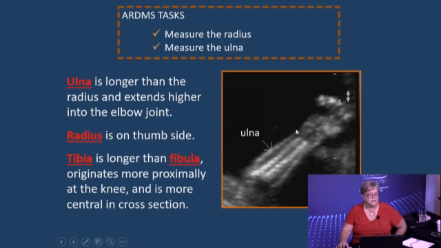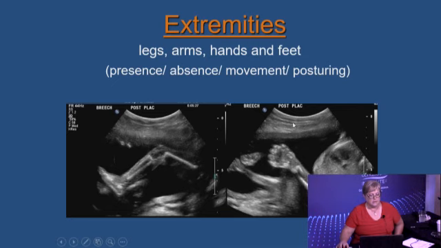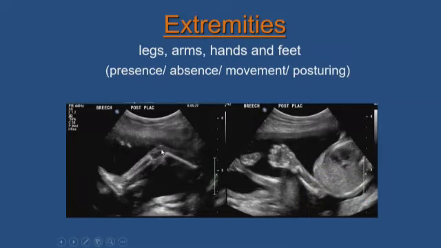And then we look down at the tibia and fibula. Tibia is the longer of the two. The fibula is on the outside. And looking at the length of that, so from knee to ankle. And we're looking at the posturing of the foot too. Make sure there's no clubbing of the foot. So knee to ankle, and this is going to be your tibia and fibula.